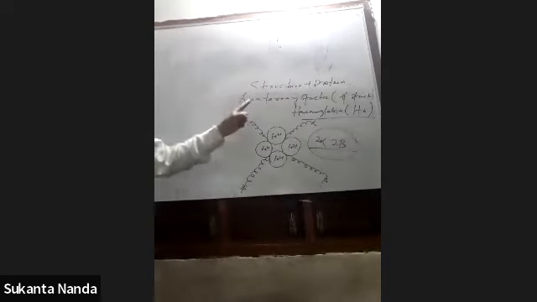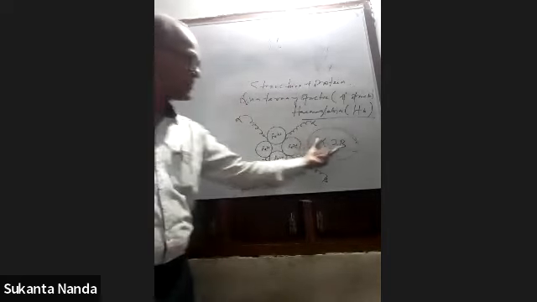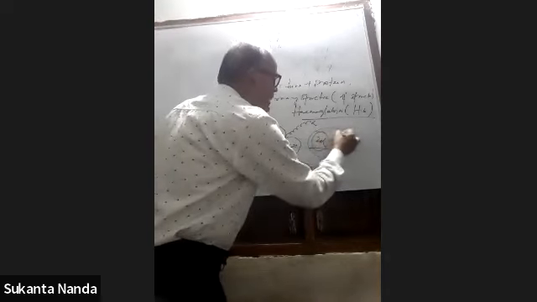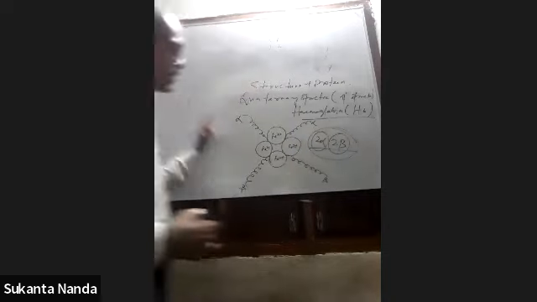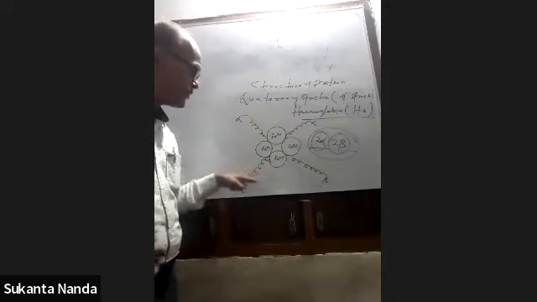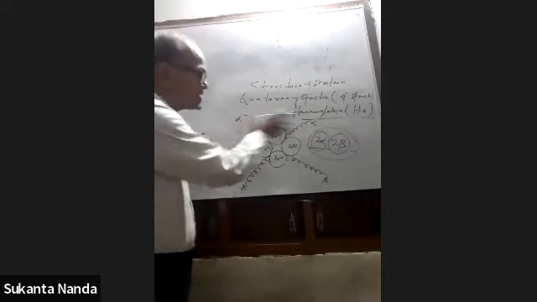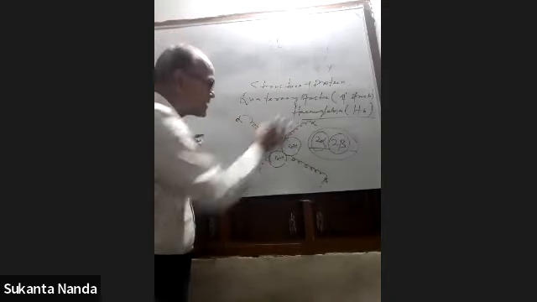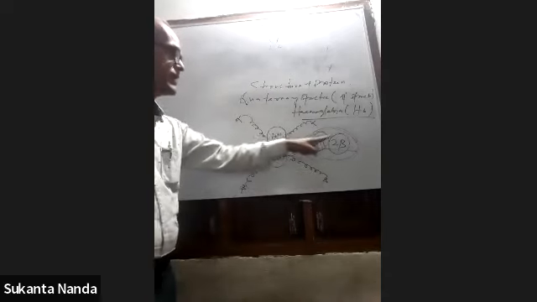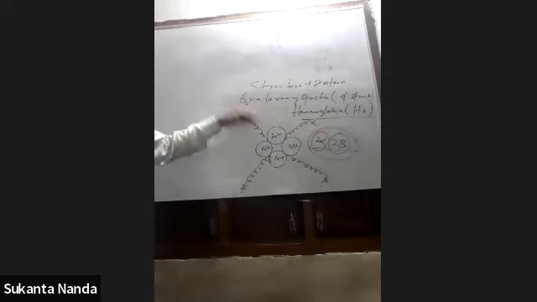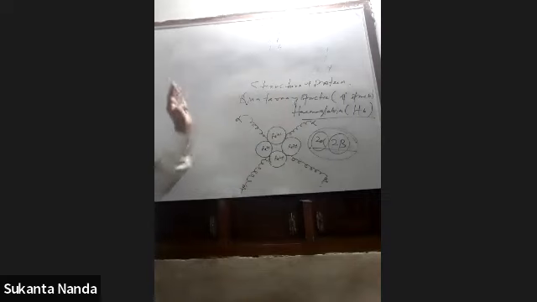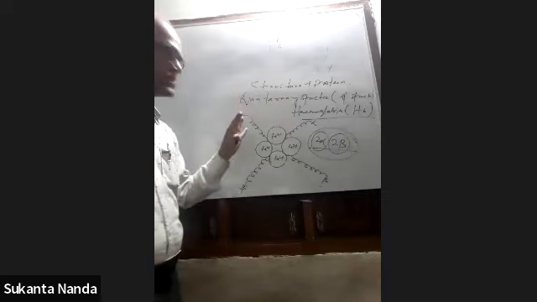So hemoglobin consists of 4 subunits: 2 alpha subunits and 2 beta subunits. So 2 alpha, 2 beta, that is hemoglobin. And hemoglobin is the best example of quaternary structure.